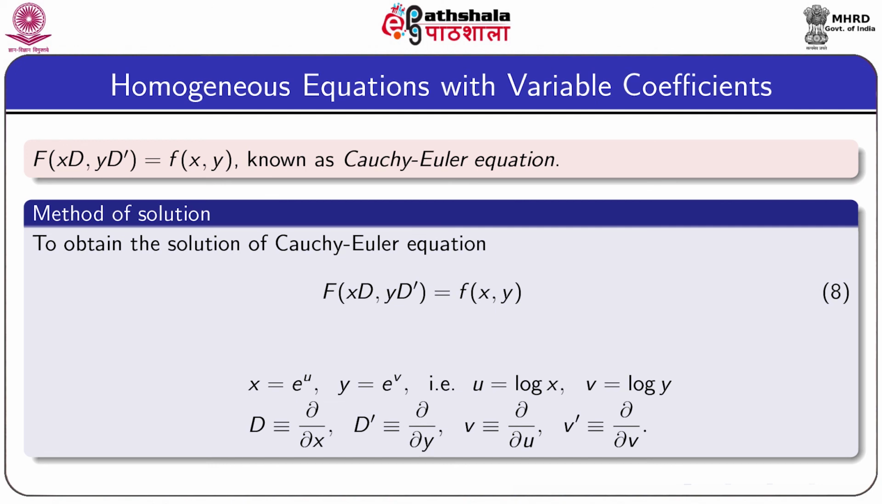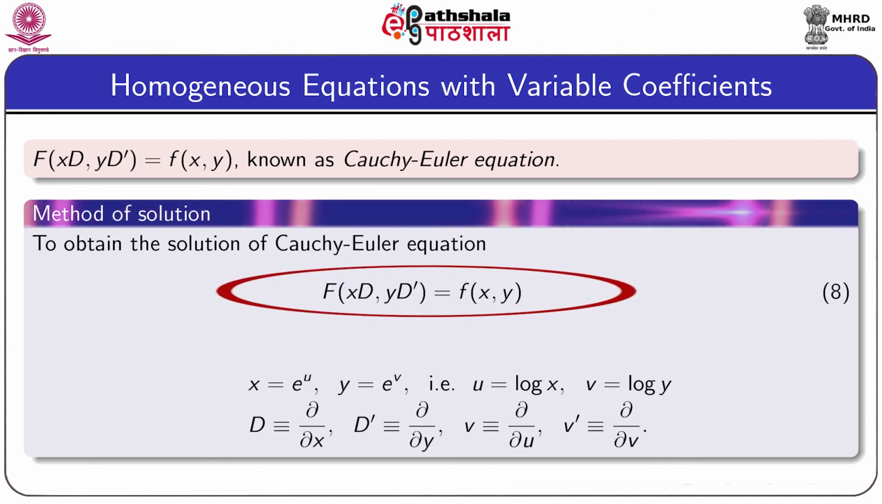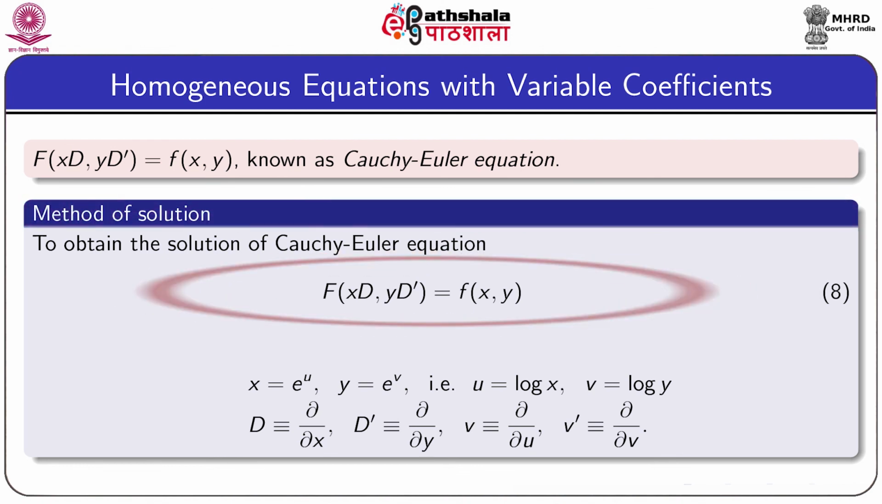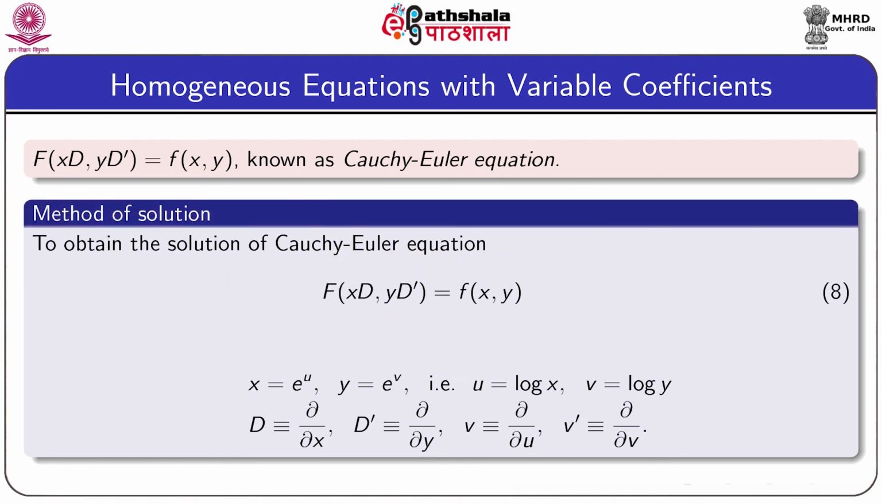Now, I want to discuss a particular form of a second order differential equation where the coefficients are not constant, but variable coefficients. But these variable coefficients have some particular form, that means the function capital F can be written as a function of x into capital D and y into D'. So, if the capital F is in this particular form, that equation is known as the Cauchy-Euler equation.